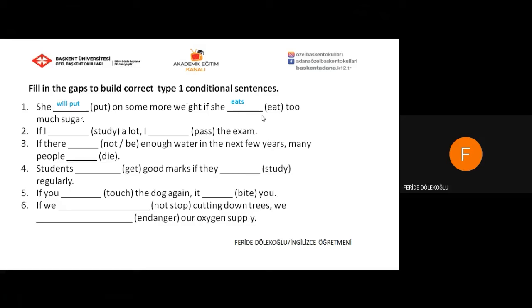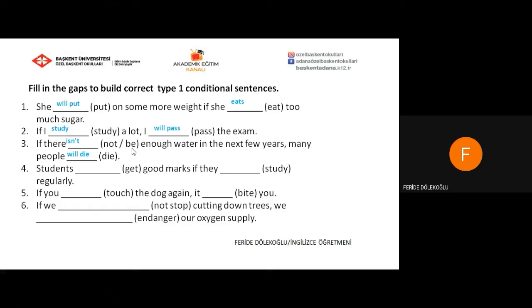Number 2. Now the sentence starts with if clause. So I will use present simple here and will here. If I study a lot, I will pass the exam. Third one. Now we have a negative form here. Okay. Verb to be. If there isn't enough water in the next few years, many people will die.